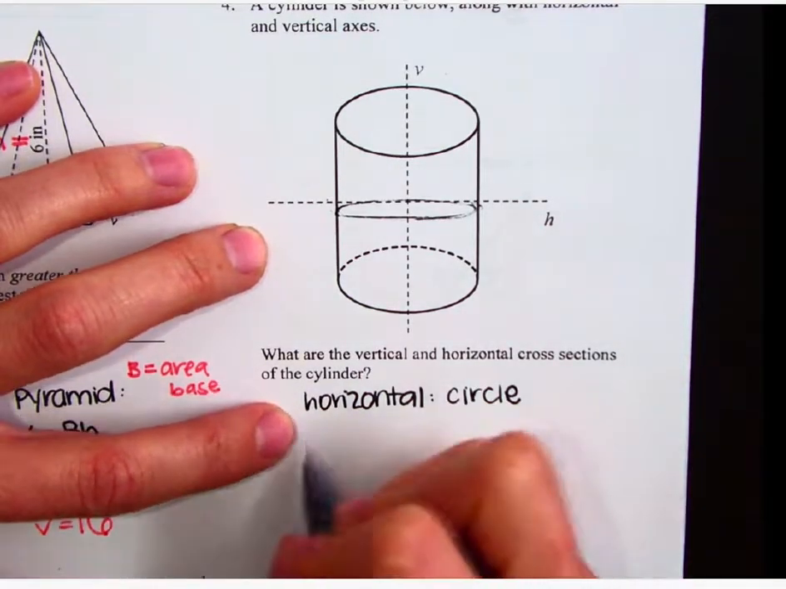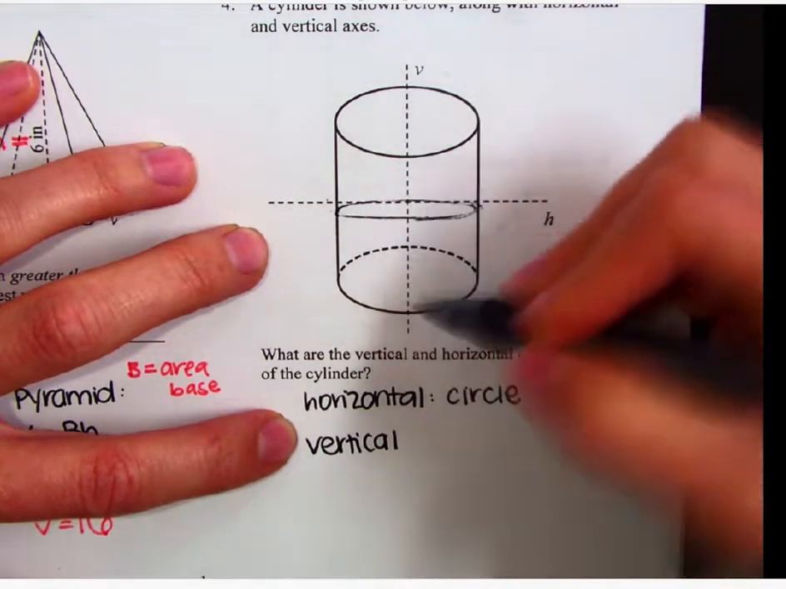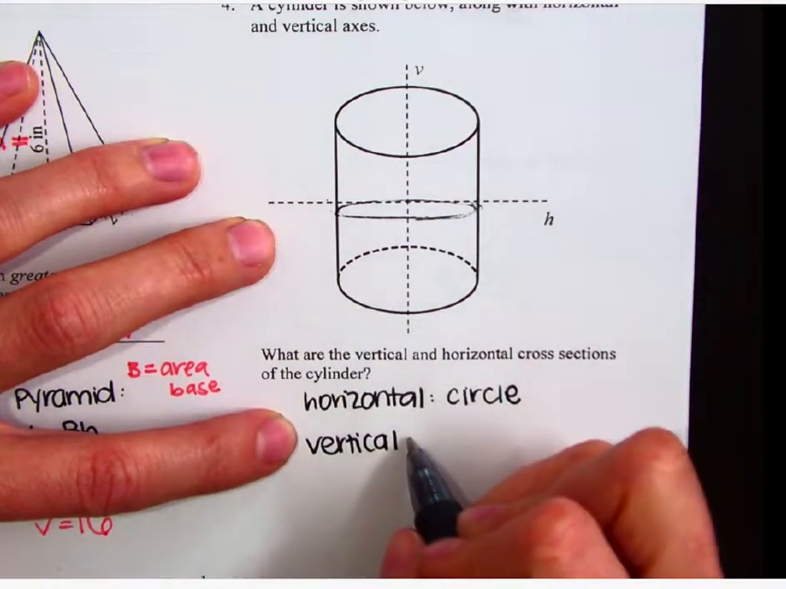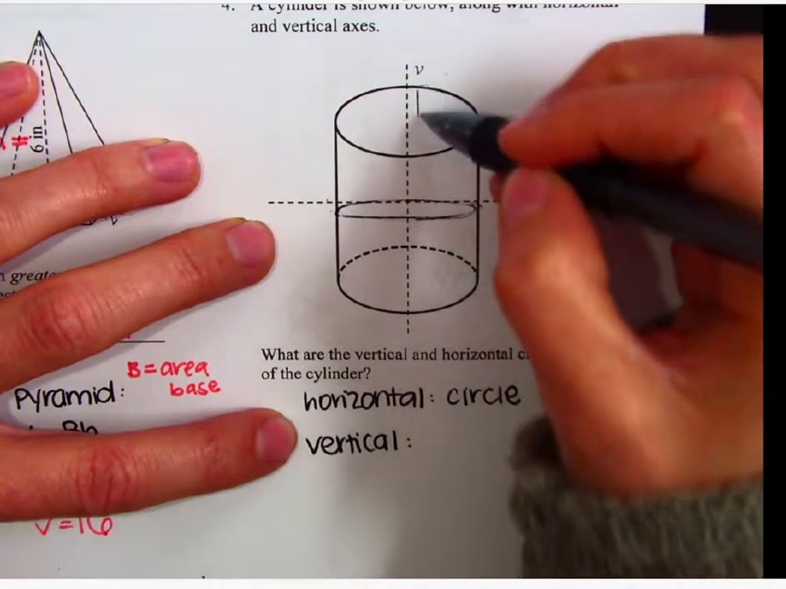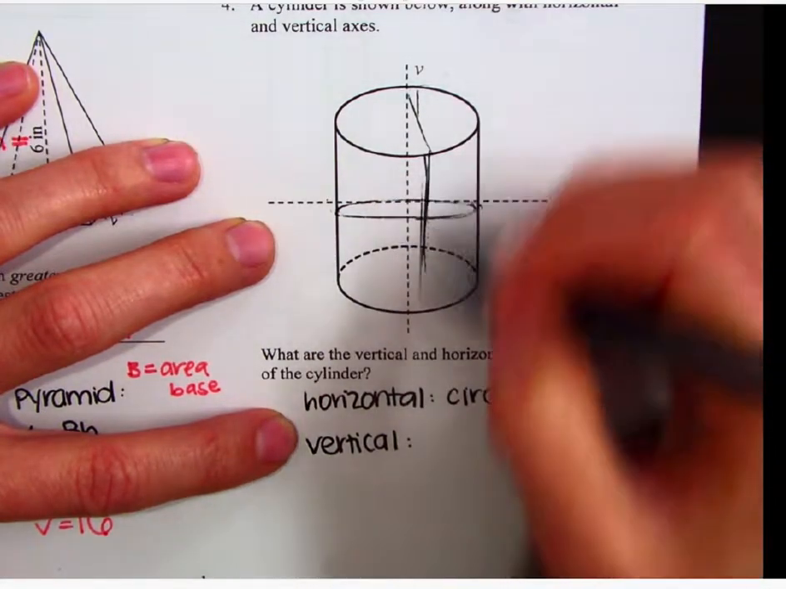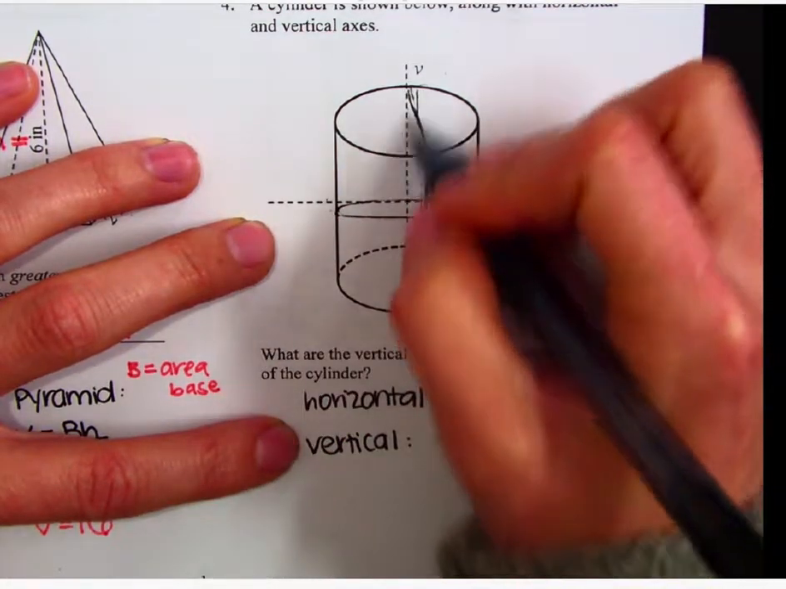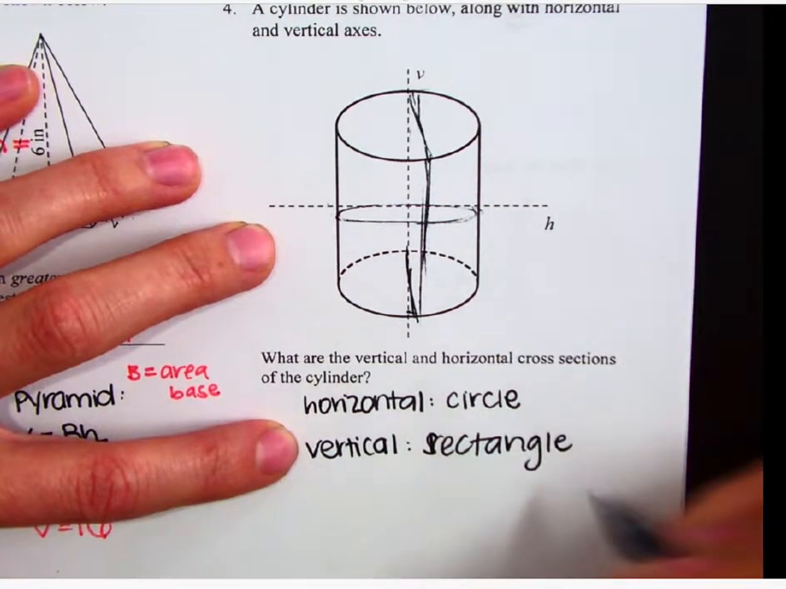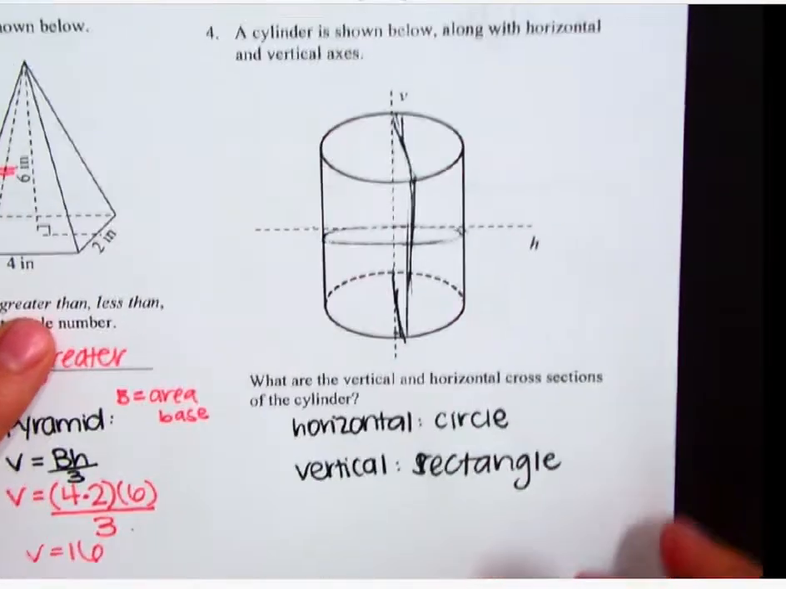And then for the vertical cross section, which is that line up and down, if we were to vertically divide this cylinder, you would see a square. Okay, so the cross section would be a square happening here. Or I'm sorry, not a square, a rectangle. Rectangle. We don't want to assume it's a square. Okay, so that would be your horizontal cross section and then vertical cross section of a cylinder.